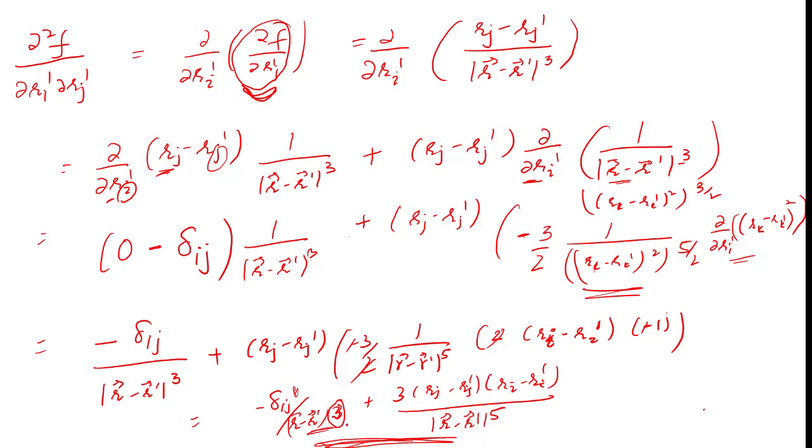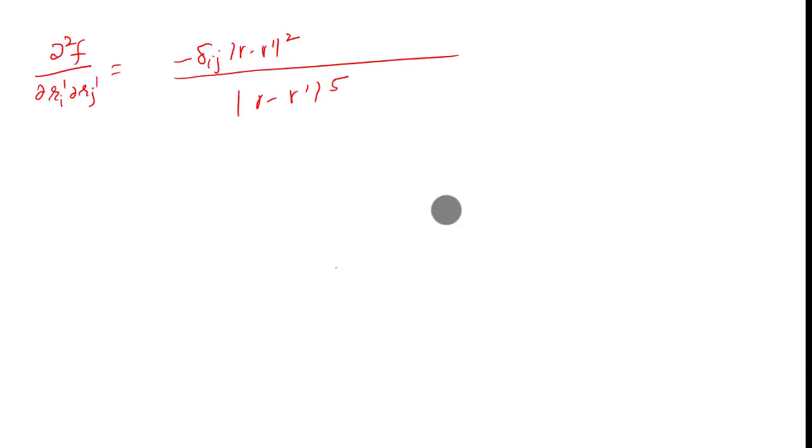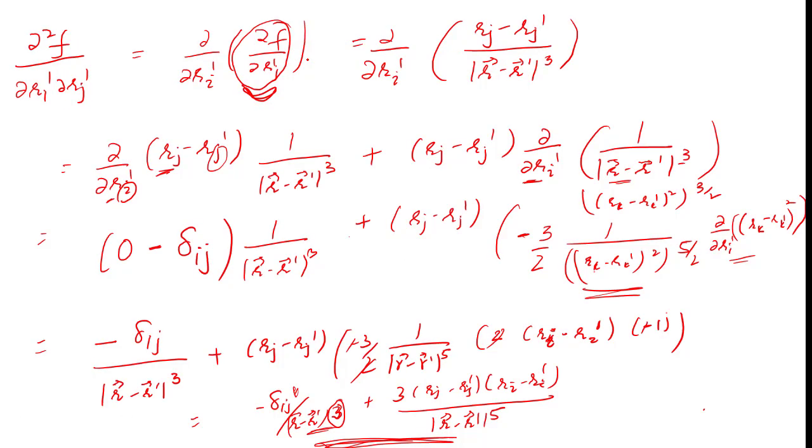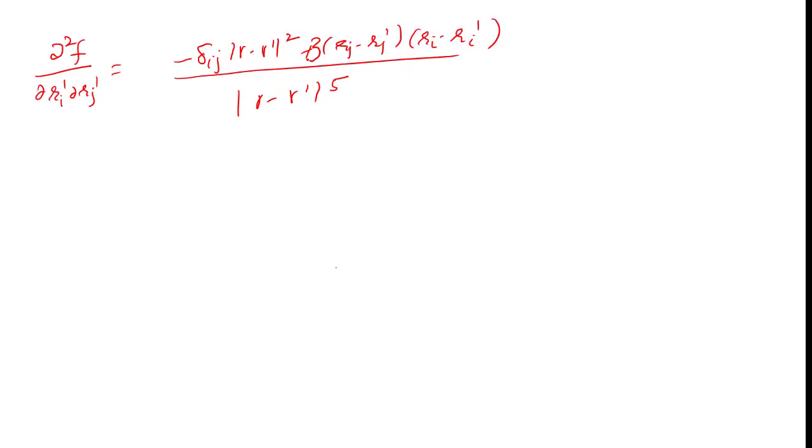I get to the power 5 there, so that's why I have that, plus Rj minus Rj prime, Ri minus Ri prime, there is a 3 here. I think that's it, right? So that's dou square f by dou ri prime dou rj prime, and simply dou f by dou ri prime we saw was ri minus ri prime by r minus r prime whole to the power 5. These are vectors.